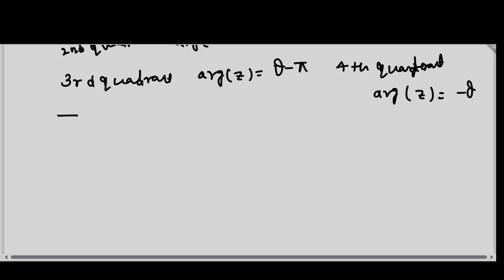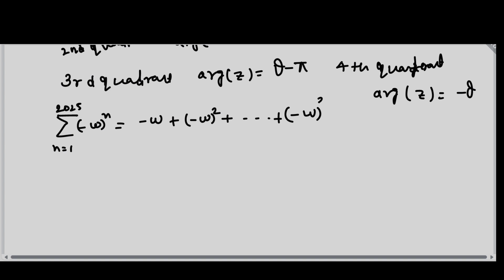So first of all, we find the value of the summation of minus omega raised to power n, n equals 1 to 2025. We can write it explicitly as minus omega plus minus omega square plus up to minus omega raised to power 2025. We observe that the ratio of two consecutive terms in the given summation is constant, so this is a geometric series. The first term is minus omega, the common ratio r is minus omega, and the number of terms is 2025.